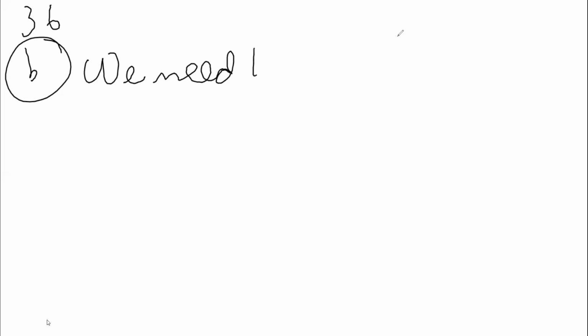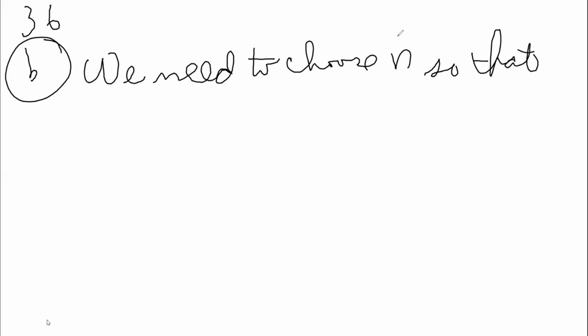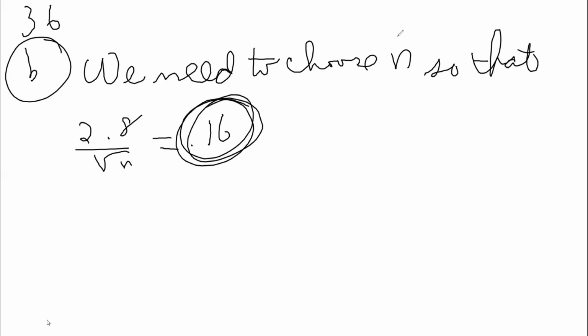So 36B. I will write it again. We need to choose the number of people. If we don't have enough guys to measure, this ain't gonna work. That's my language. It ain't gonna work. So 2.8 divided by the square root of n has to be 0.16. That's the number we just found. That's our standard deviation.